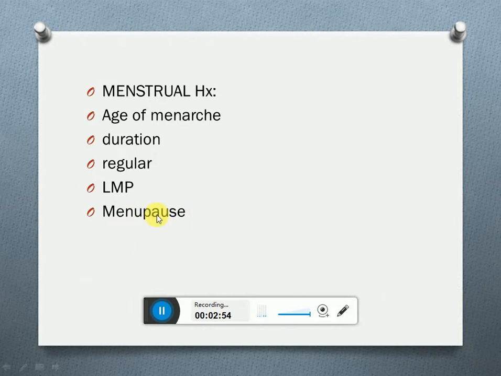this you don't have to ask in a pregnant obstetric patient. Obviously she will not be having menopause, but in an older patient in gynae, you have to ask about the age of menopause.